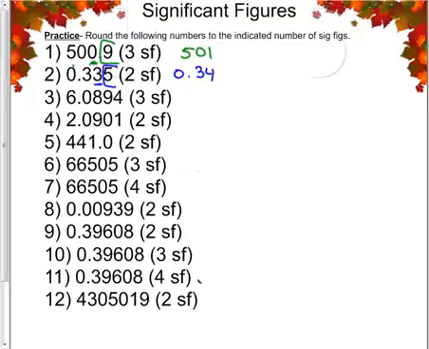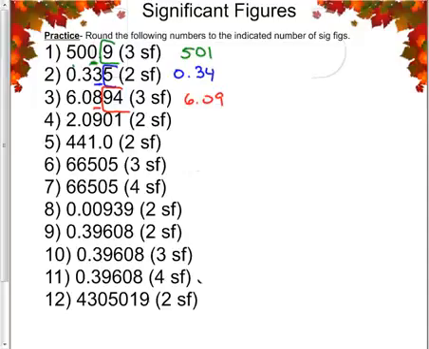So if we look at example number 3, we need 3 significant figures. So I'm going to underline the 8 because that's our last sig fig. And now the 9 and the 4 are both after that 8, which means both of those numbers are going to have to go away. The 9 will round the 8 up, so we will get 6.09. That makes sense. 6.0894 should round to 6.09, and our answer has 3 significant figures, so we're done.